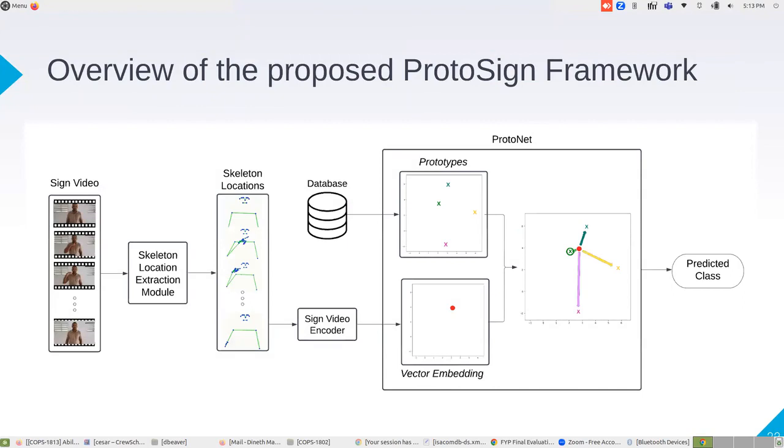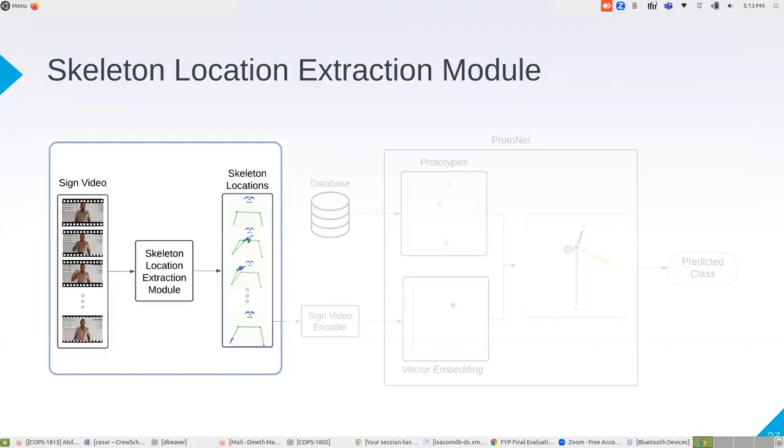Starting from the left, we have the sign video. Then we extract the skeleton location of the person in the video for every frame. Then we generate the vector embeddings using a trained video encoder. Afterwards, we have the vector embedding of the video along with the prototypes for each class. A prototype is the mean value of a class. Then we calculate the Euclidean distance to each prototype from that vector embedding and take the class which has the minimum Euclidean distance as the predicted class.